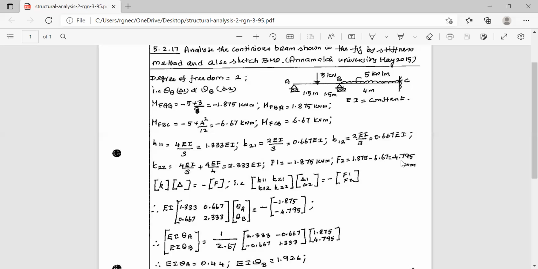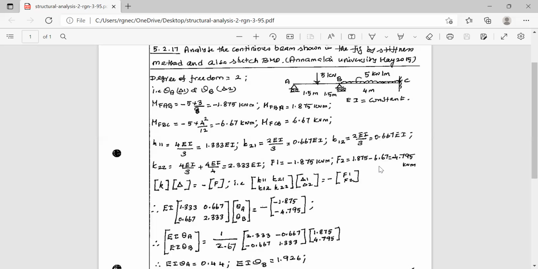Now, what is the principle? The given structure is converted into a fixed beam. From the fixed beam, we have to deduce the given structure. What are the differences between the given structure and the assumed structure? In the given structure, there are two rotations, theta A and theta B, which are not there in the assumed fixed beam. And there is no unbalanced moment at A and B in the given beam, but there is an unbalanced moment in the fixed beam at A and B, that is F1 and F2.